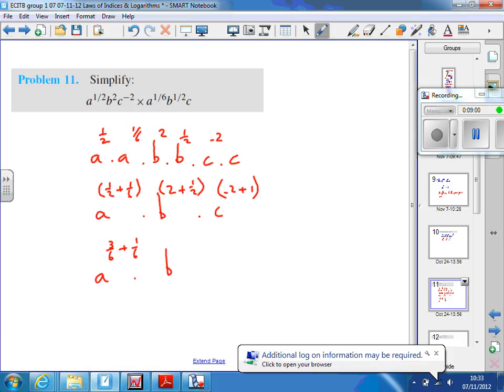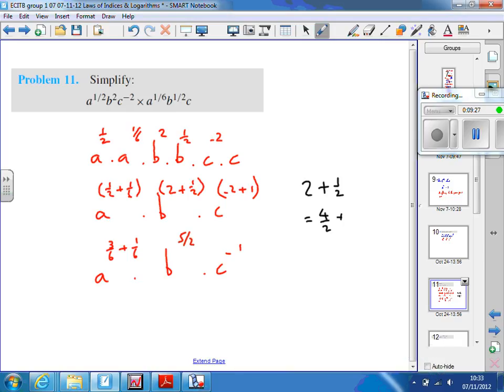B, 2 and a half. I wouldn't use 2 and a half. I'd leave it as 5 over 2. 2 and a half is 5 halves. 2 whole ones is 4 halves, plus another 1 is 5 halves. Minus 1 plus 2 is minus 1. 2 plus a half is the same as 4 halves plus a half, which is 5 halves. Thinking of it as a fraction.